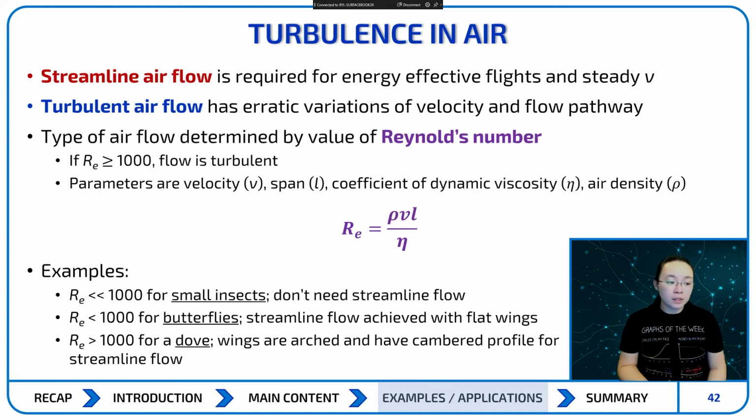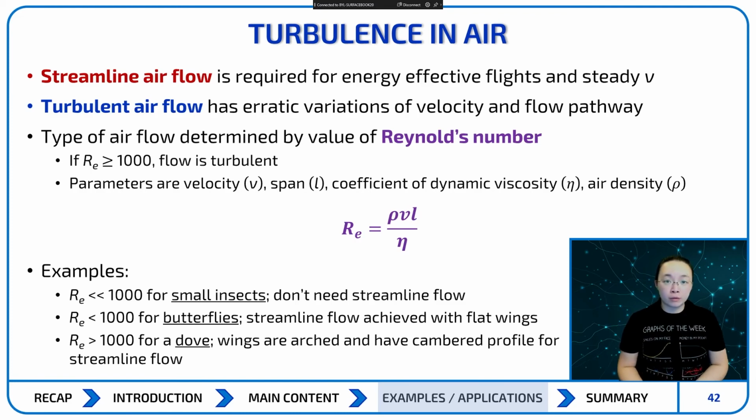So, some typical examples of Reynolds number for different types of living organisms. For small insects, you can probably imagine that they're very small and wind won't really affect their aerodynamics as much just because they're so small. So they don't really need streamlined flow in order to get somewhere. They're always flapping their wings. They don't really just glide. So the Reynolds number is very, very small for insects, primarily because they don't need streamlined flow.